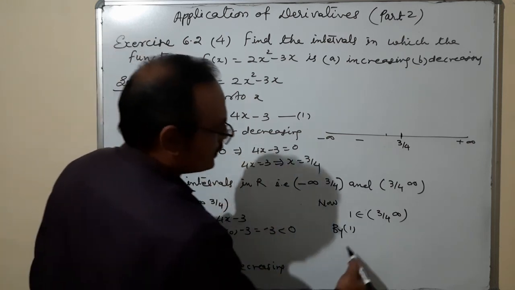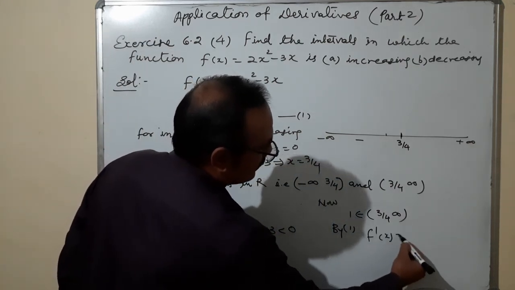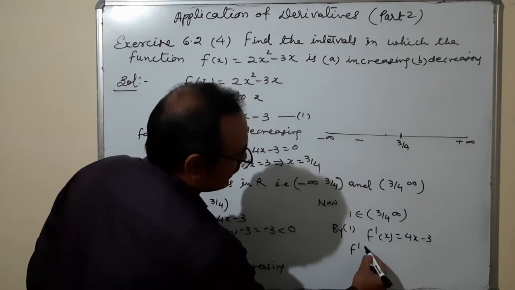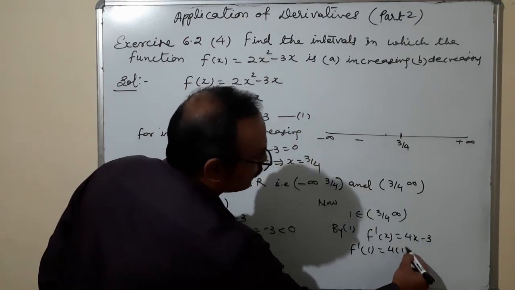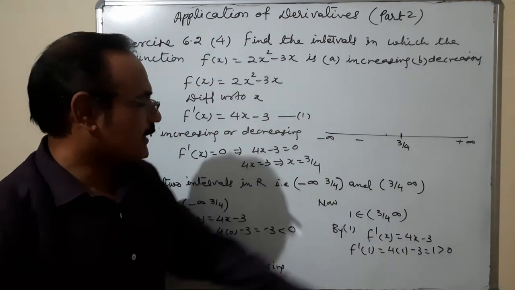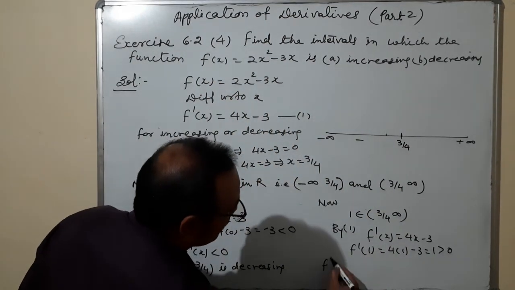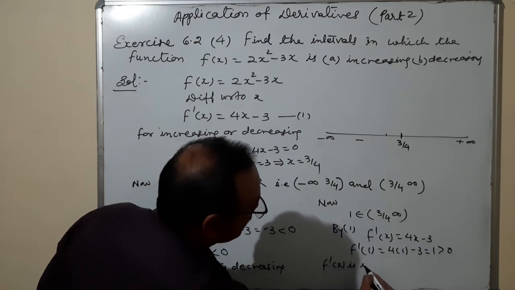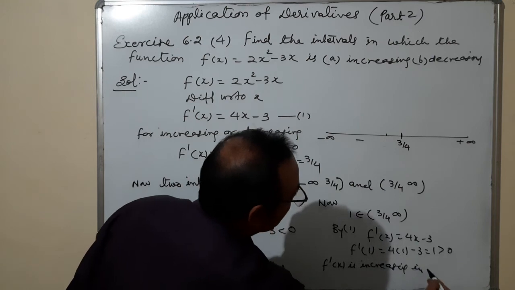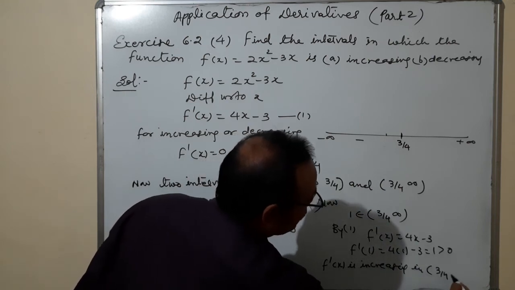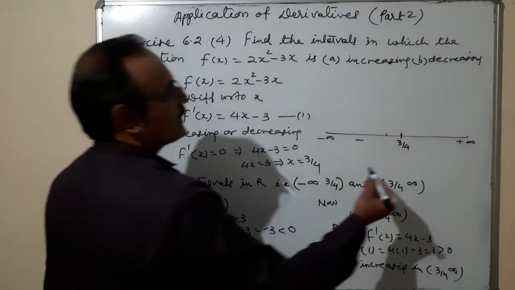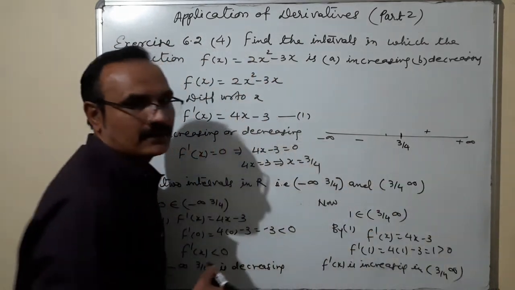By 1, f dash x is equal to 4x minus 3. So f dash 1, 4 into 1 minus 3, is coming 1, and that is greater than 0. 1 is greater than 0, what does it mean? F dash x is increasing in 3 by 4 to infinite. Okay, so here it is decreasing and that is increasing, right?